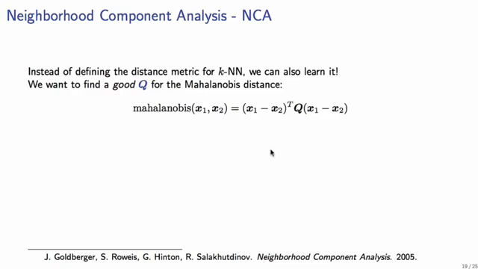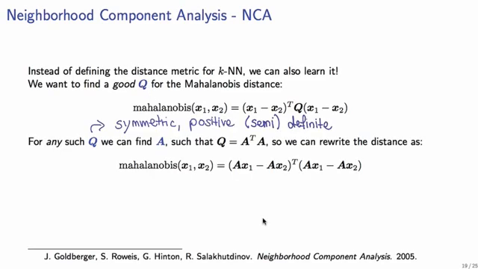Let's move on to a more advanced method. In neighborhood component analysis, or NCA, we also perform k and n, but instead of completely defining the distance metric for k and n beforehand, here we restrict ourselves to the Mahalanobis distance and try to find a good matrix Q to use in that distance measure.